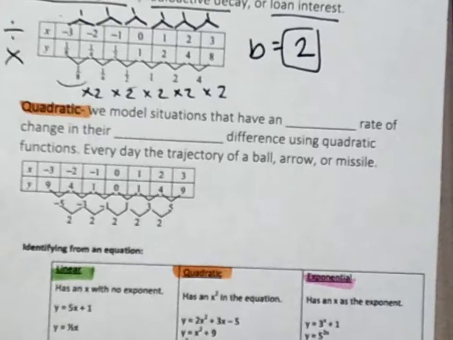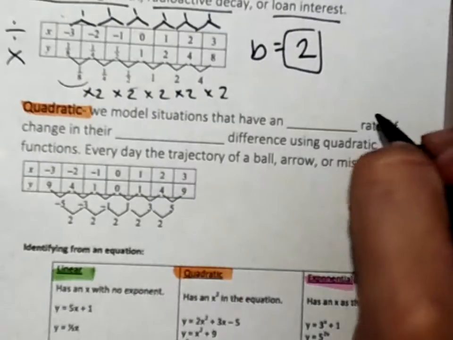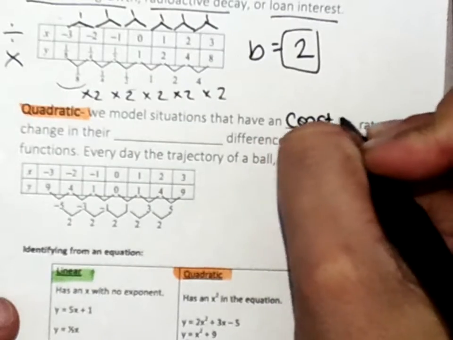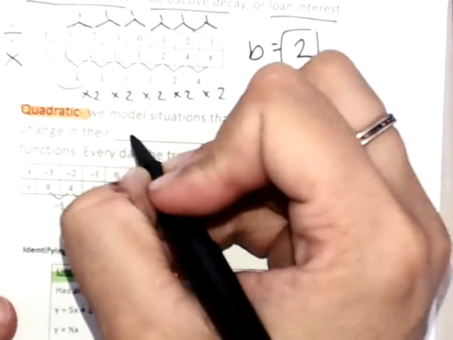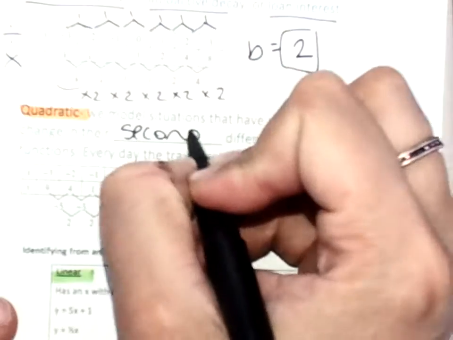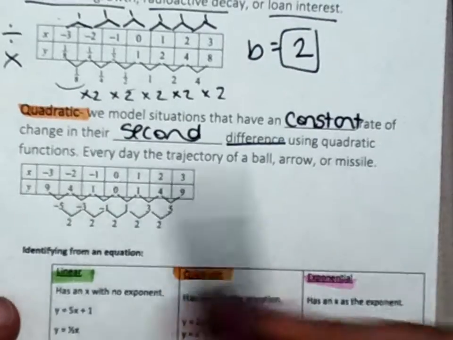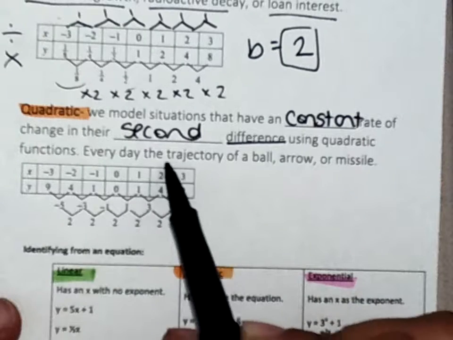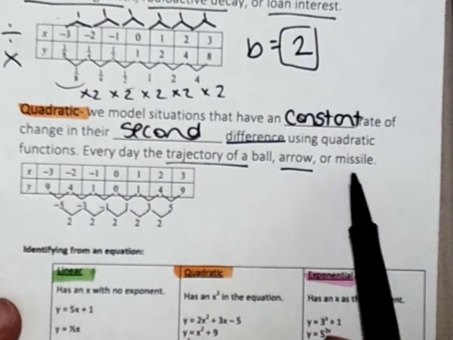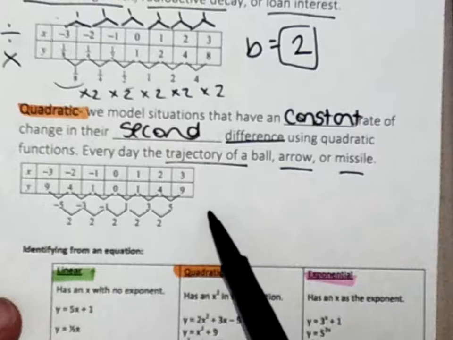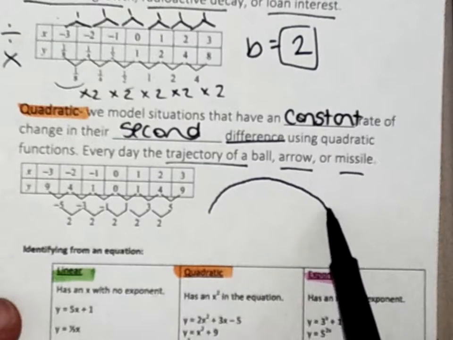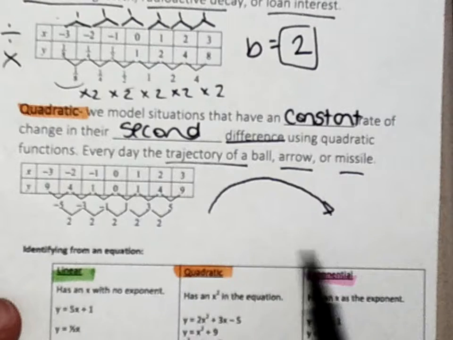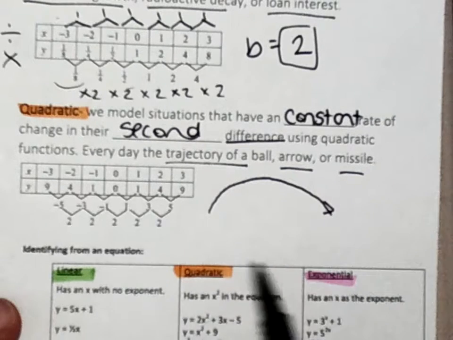Quadratic functions, we model situations that have a constant rate of change in their second difference, meaning subtraction, using a quadratic function. Everyday examples include the trajectory of a ball, an arrow, or a missile. So quadratics are really good at determining arcs and figuring out how something travels if it's not going along a constant rate of change or a multiple.